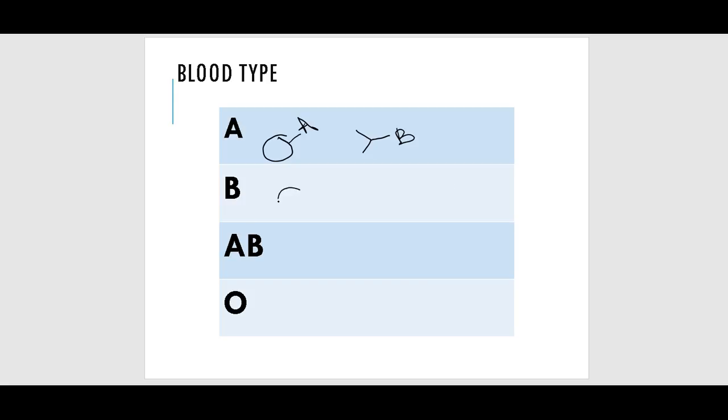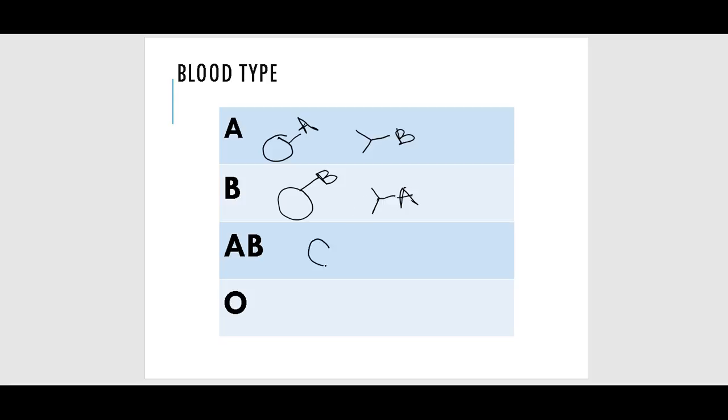If you have type B blood, your red blood cells have the B antigen. And that means that your blood has antibodies that are anti-A. They're programmed to attack A because A is not self.